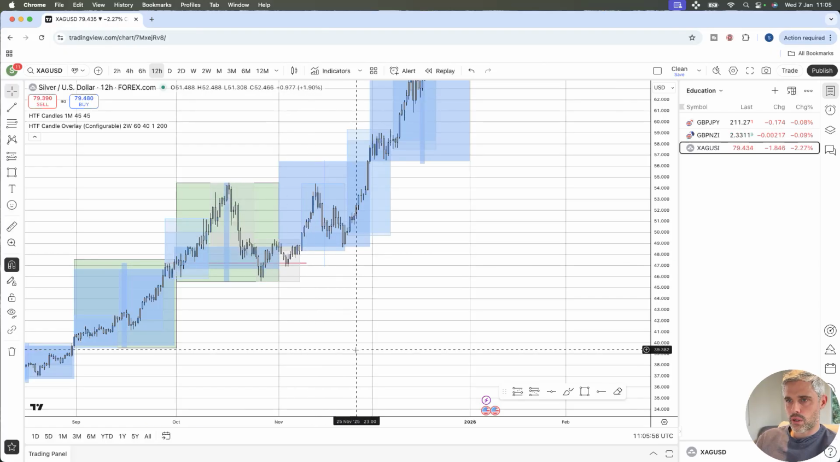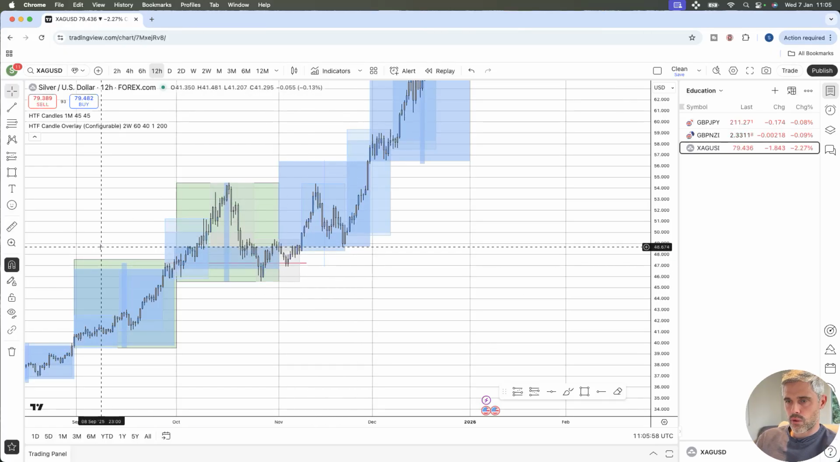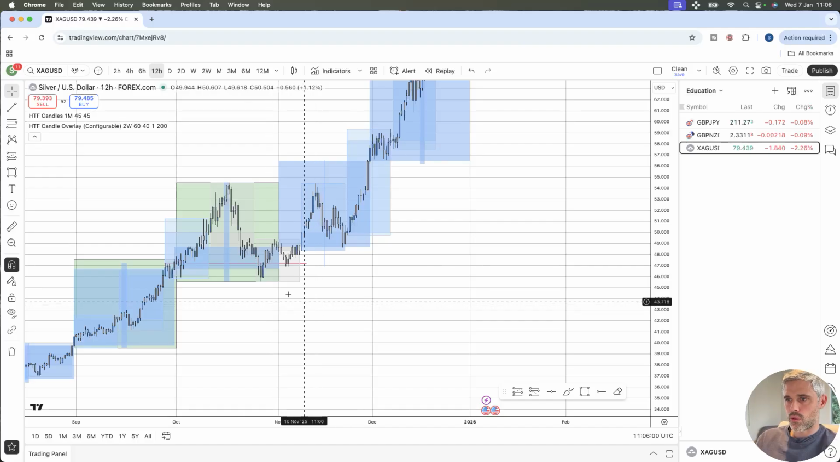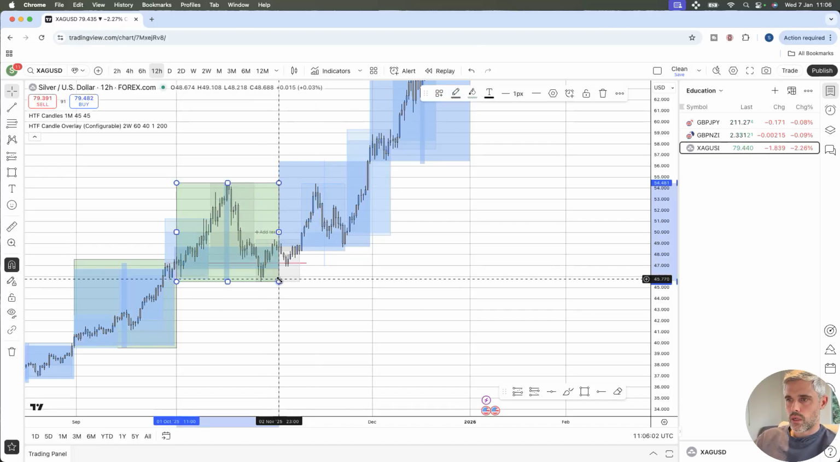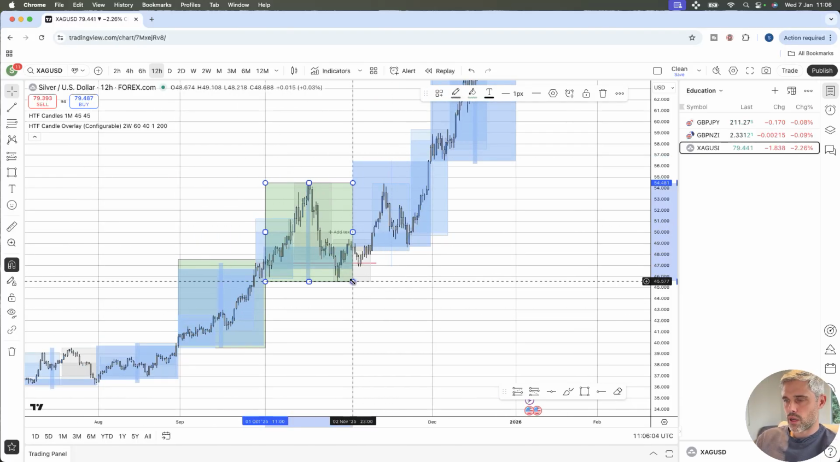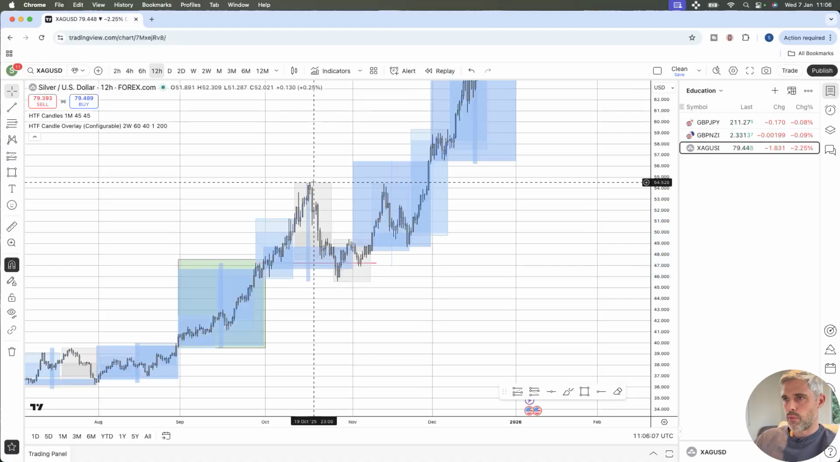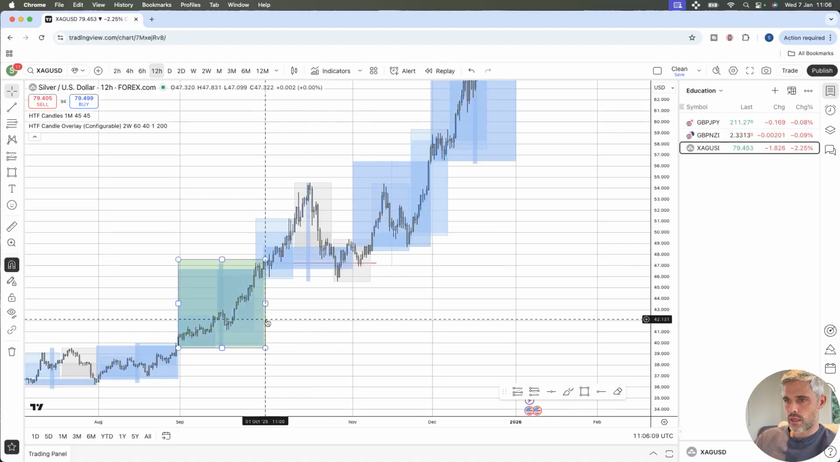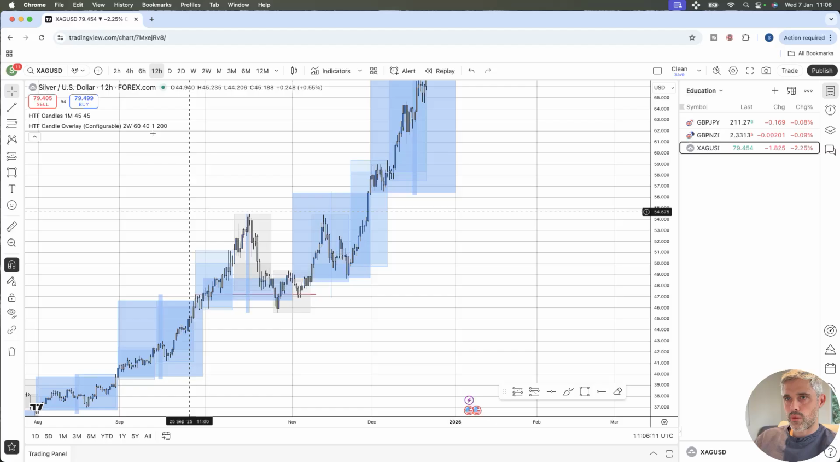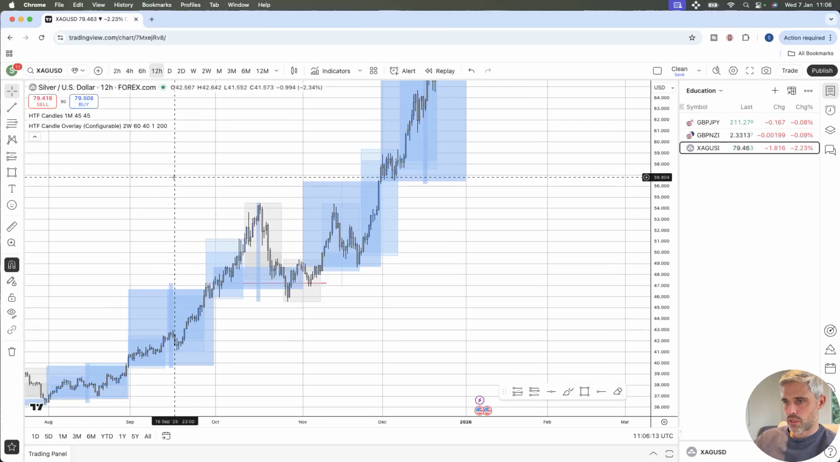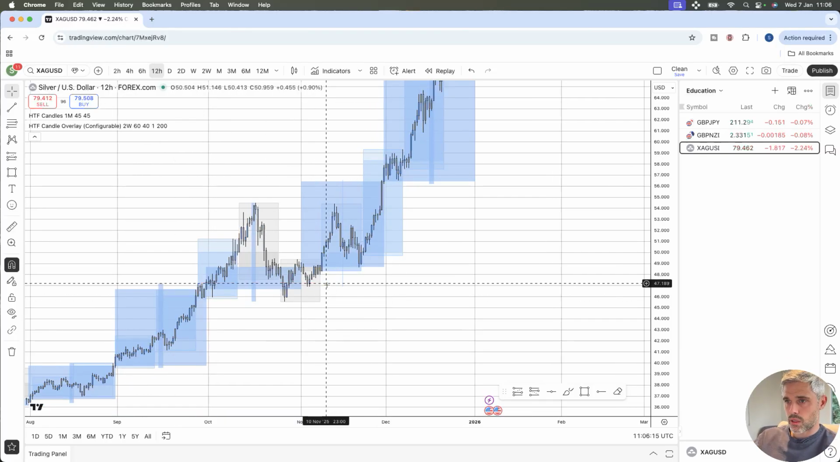So this was the point it closed, and you can see it closed at this level above its high. So again, we're looking for continuation. So this point here going into the new month, we are looking for continuations, and we're looking to target at least this high here.